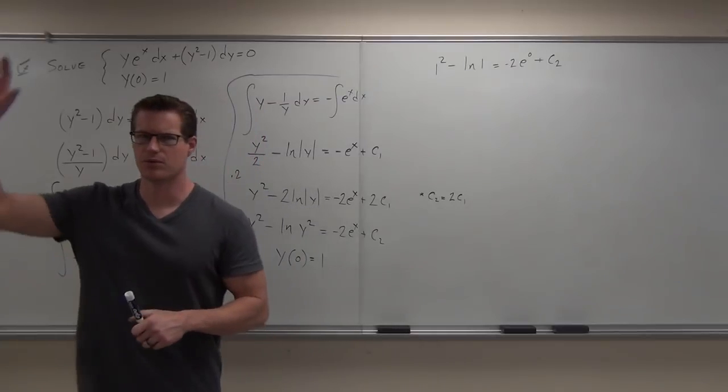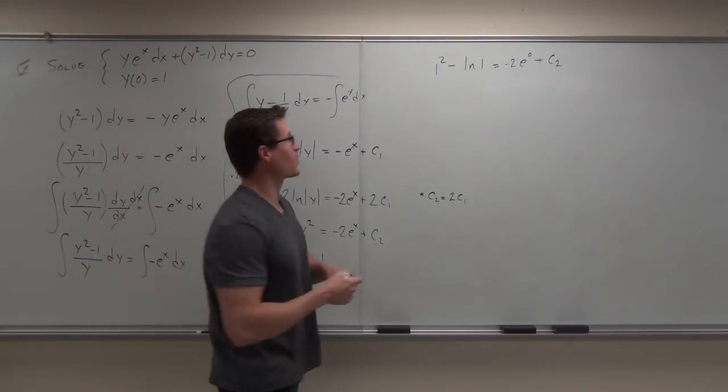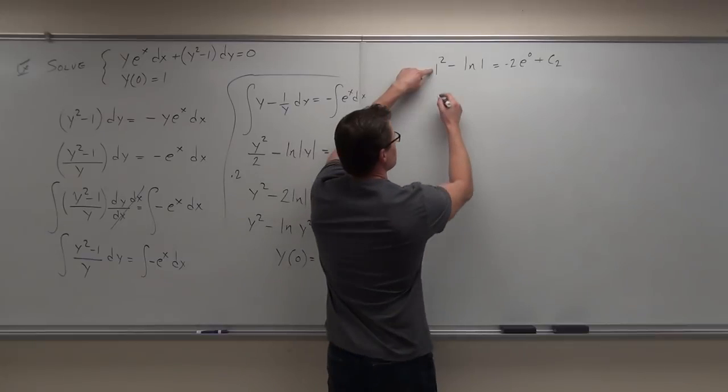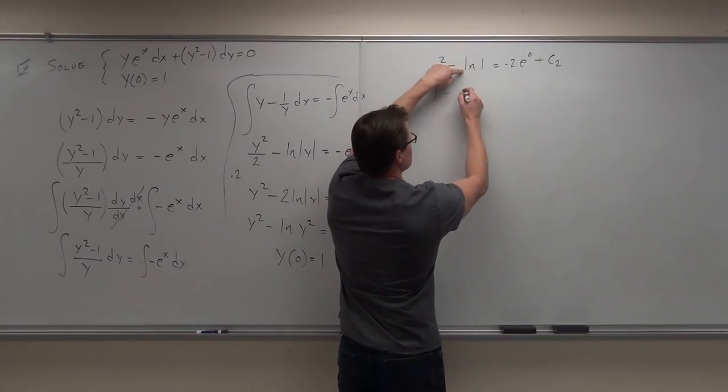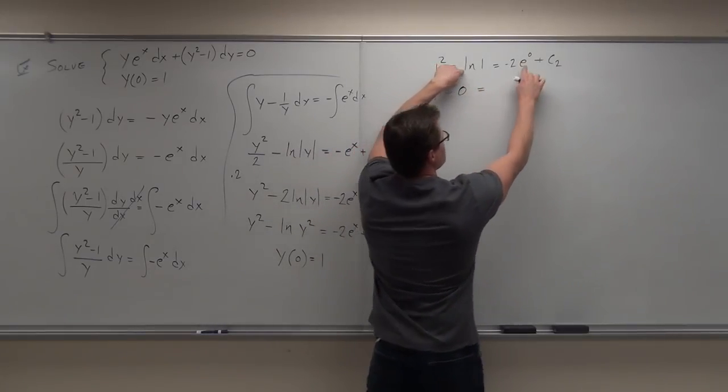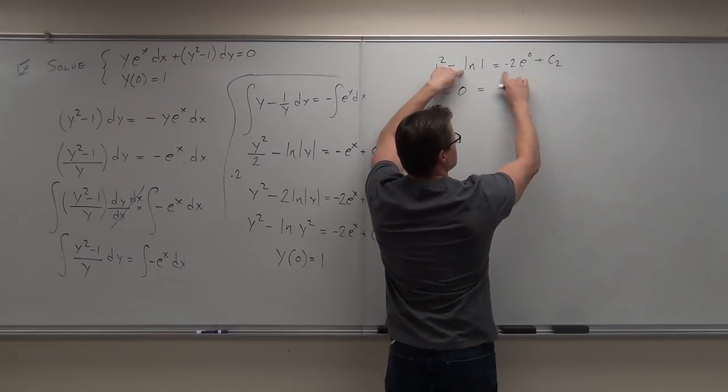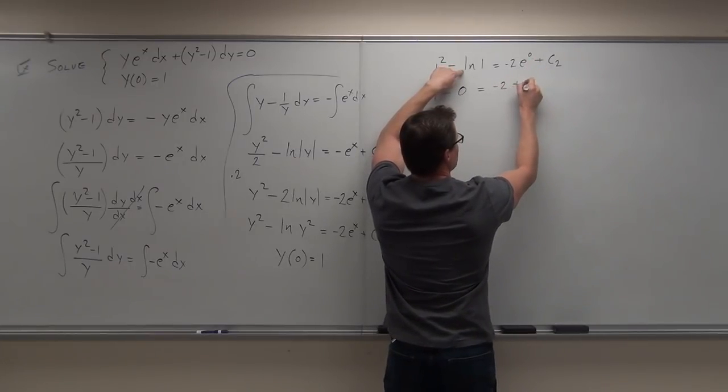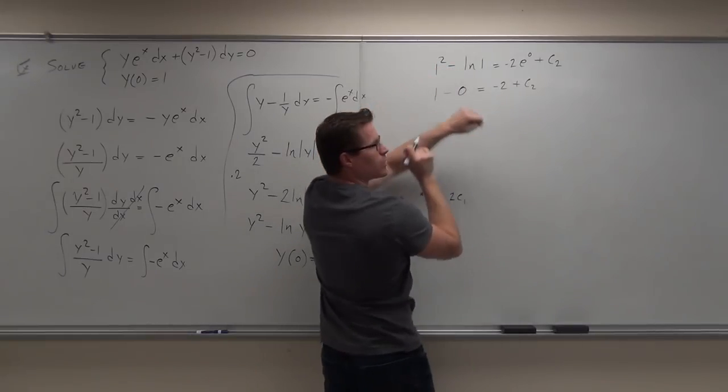Show of hands, feel okay with that so far. This is the easy part. This is really nice. How much is 1 squared? 1. How much is ln of 1? 0. Equals, how much is e to the 0? 1. Times negative 2. Negative 2, plus c2. And can I solve for c2?